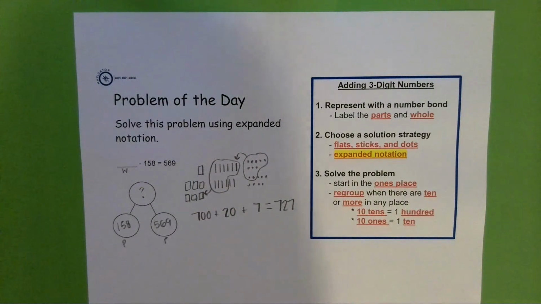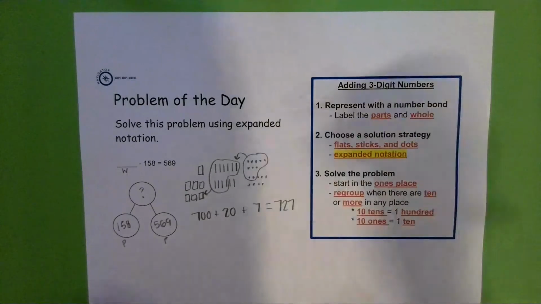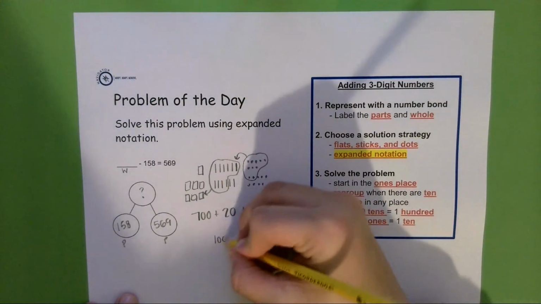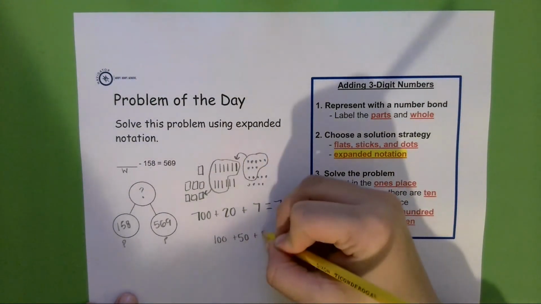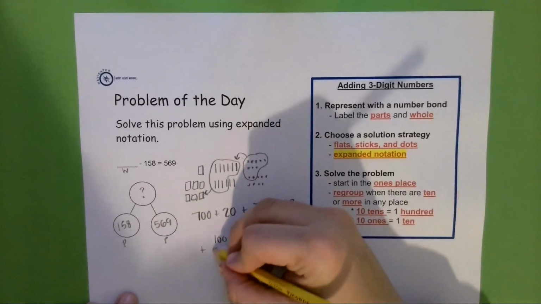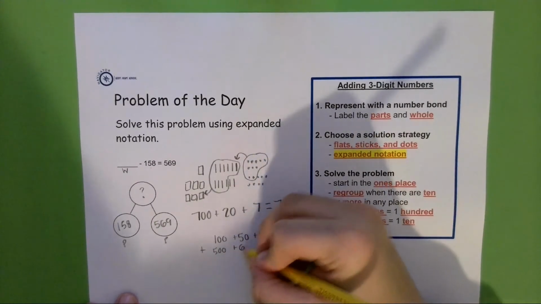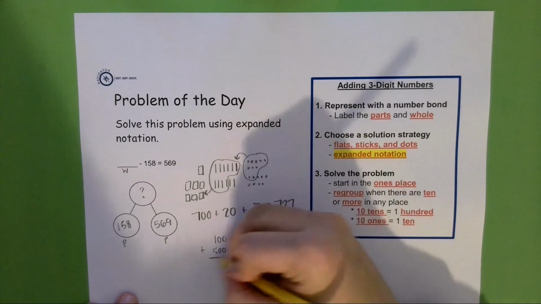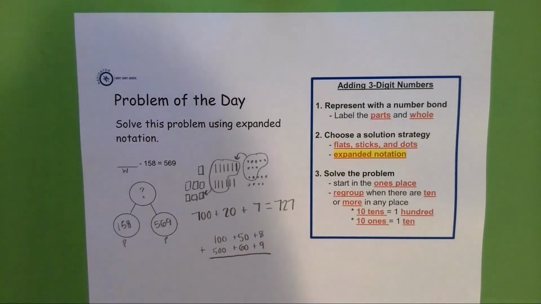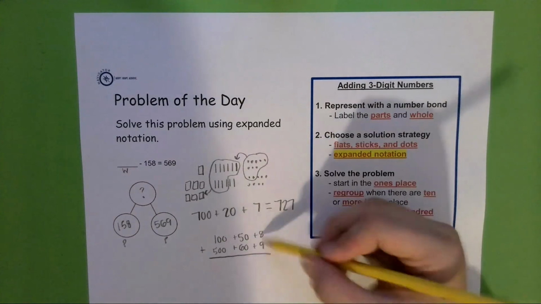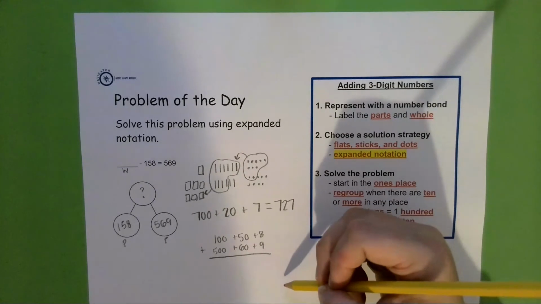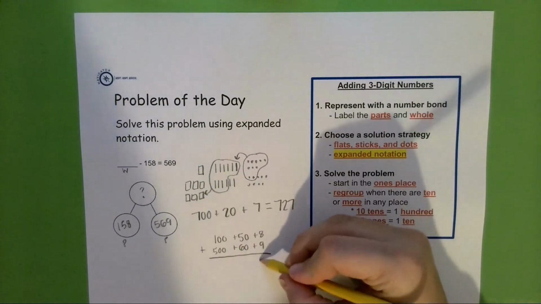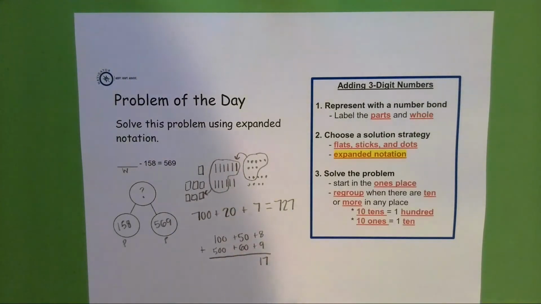What should I write to set up to solve? Say it out loud. I bet you said we should write 100 plus 50 plus 8 plus 500 plus 60 plus 9. And what place should we start in when we add? Say it out loud. Right, the ones place. 8 plus 9 is? Right, 17.